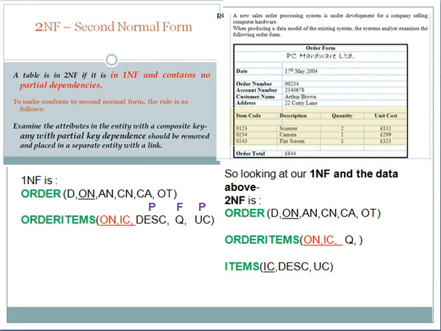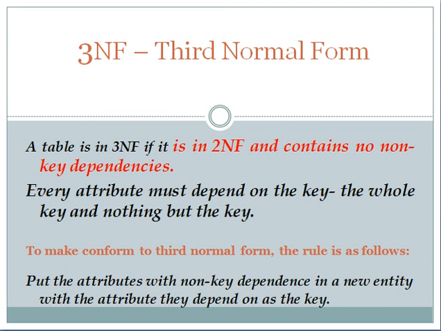Lastly, what we need to look at is third normal form. Again, you can't skip ahead and do third normal form. You have to do first normal form and second normal form. So what is the definition of third normal form? Well, third normal form is this. It must be in second normal form and contain no non-key dependencies. What does that mean? Well, every attribute must depend on the key, the whole key, and nothing but the key.